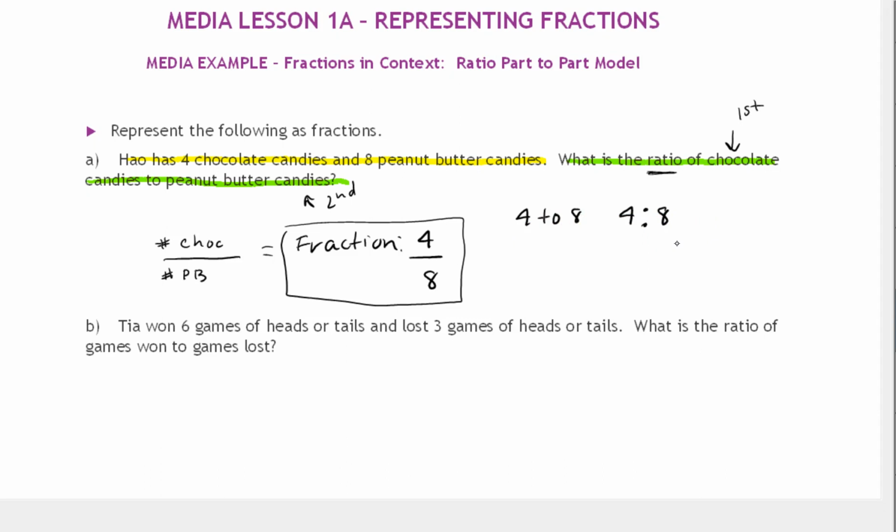Okay, and the idea is when you're comparing parts to parts, you can actually see and think of this a little bit more multiplicatively, more easily. Okay, so when I see this 4 to 8, I'm not thinking of the difference of 4 and 8, which is 4. Okay, but I can easily see that there are twice as many peanut butter candies as chocolate.